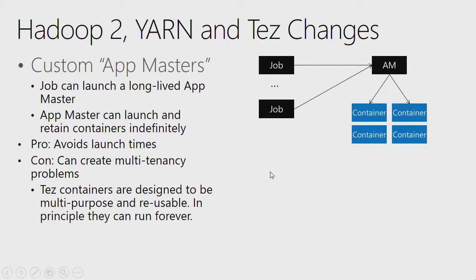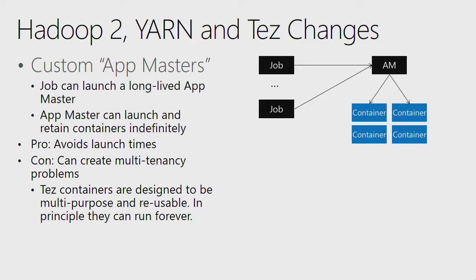However, with Hadoop 2, Hadoop 2 brought Yarn, it brought Tez, and it brought this new concept called app masters into the picture. What are app masters? App masters are a new concept, which when you submit a job, it is actually launched in an app master, which can retain containers indefinitely. So the great thing about this is now that it has persistent containers, it eliminates this time of launching new resources, right?